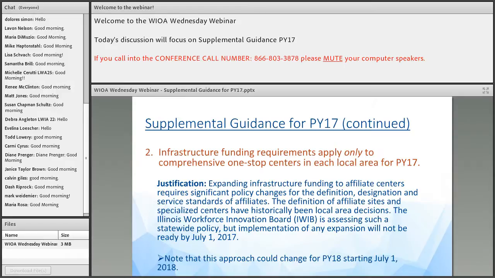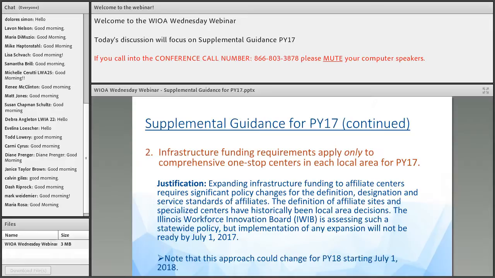The second item of guidance in the supplemental guidance is that infrastructure funding requirements apply only to comprehensive one-stop centers for the program year. So while the TEGL said infrastructure funding would extend to affect affiliates, Illinois for this coming program year is continuing with what's in the existing Governor's Guidelines Revision 2. It's not changing in Illinois right now. Infrastructure funding requirements are still only applicable to comprehensive one-stop centers, not affiliates.